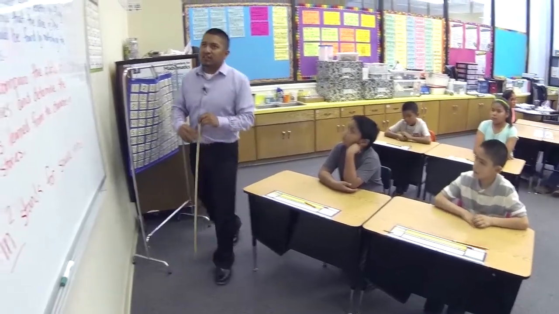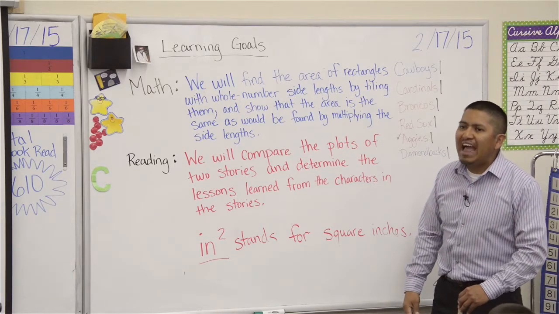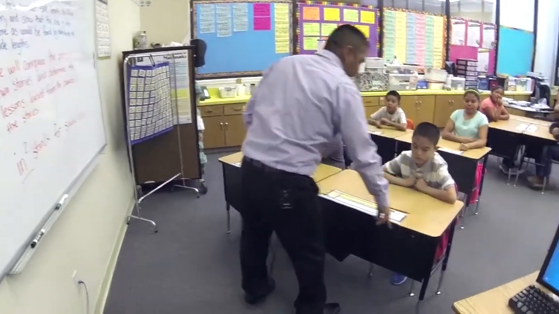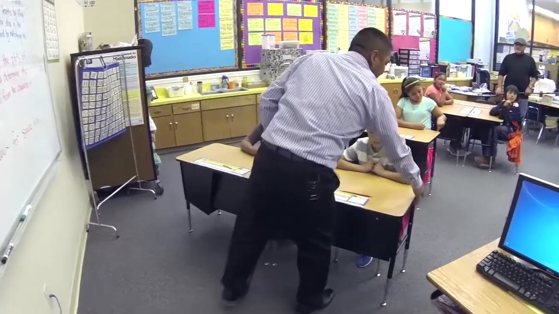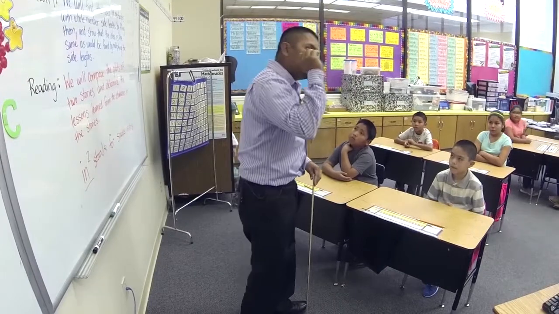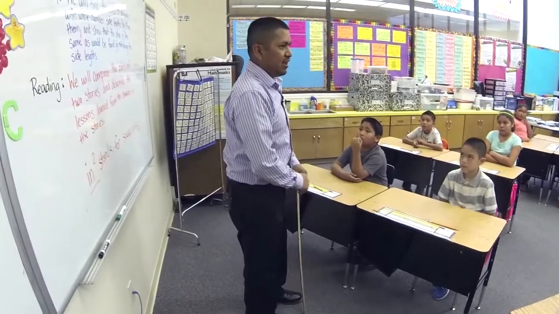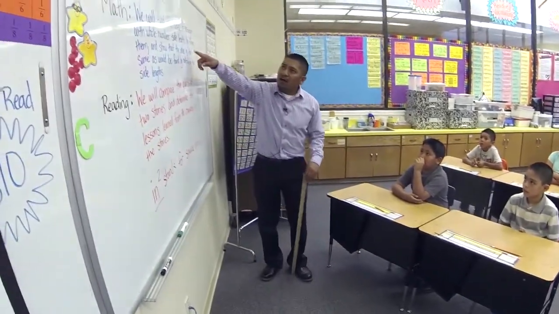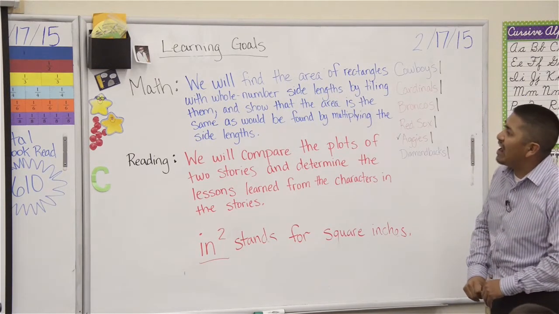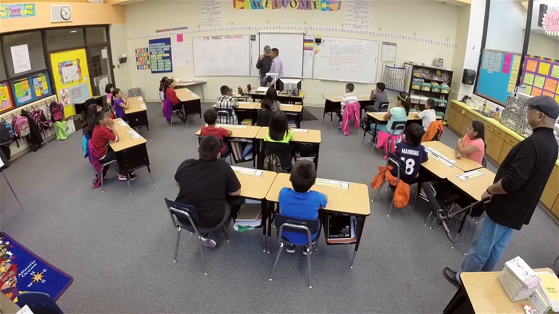So let's look at our learning goal one more time. We will find the area of rectangles with whole number side lengths. Side lengths are this right here. This is a side length. This is a side length. So we're kind of looking at the perimeter as our side length, but we're not figuring out the perimeter. We're using that side length to figure out what our area is. We will find the area of rectangles with whole number side lengths by tiling them. As I was telling you earlier, you will be using tiles.